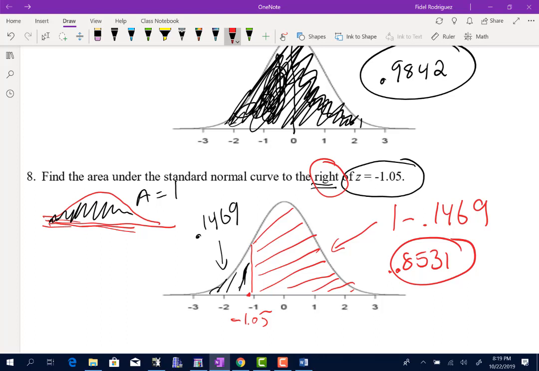So the table, guys, the table here, always tells me the area which way? To the left. So if I ever need to find the area to the right, I can find the area to the left and then just do 1 minus that. Does that make sense? Good.